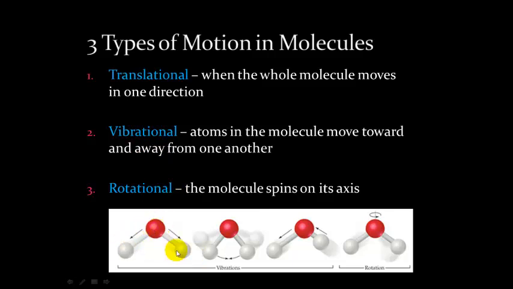So if you look at this water molecule down here, you can have vibrational movement because the hydrogen and oxygen bonds here can vibrate back and forth, or the hydrogens can vibrate together, or one can go up while one goes down, and vice versa. The last type of motion in molecules is rotational motion, where the molecule is actually spinning.